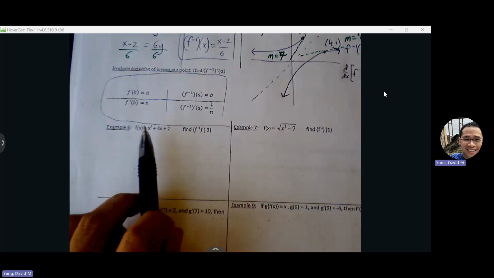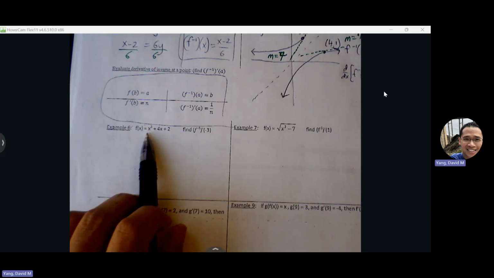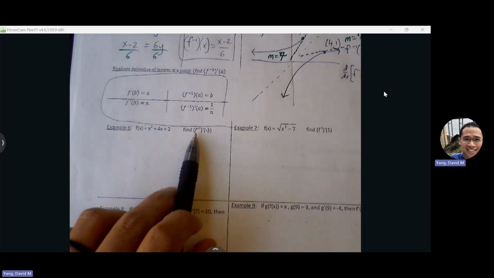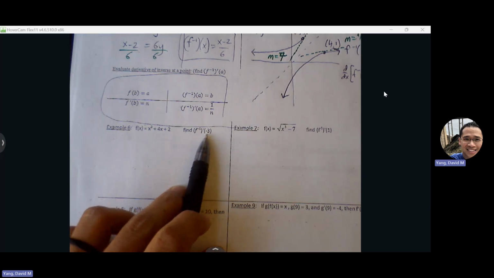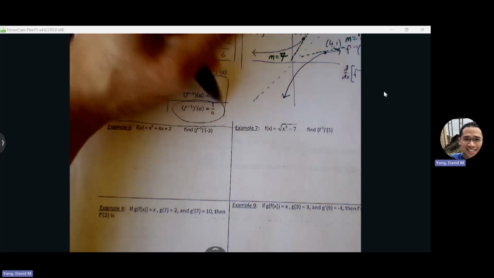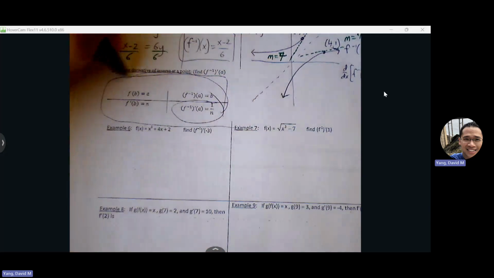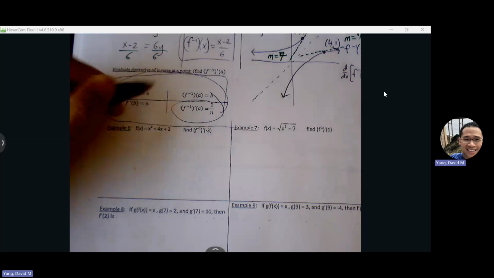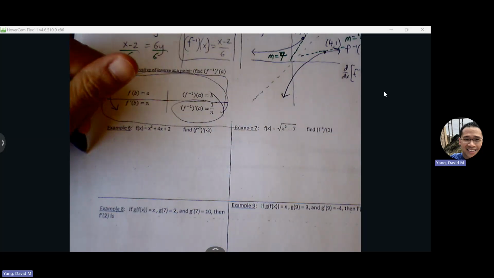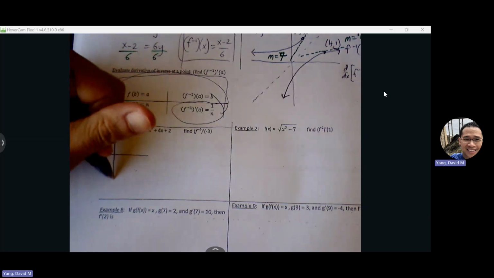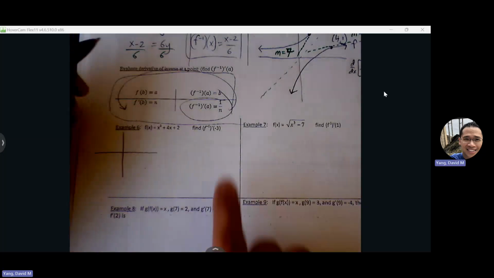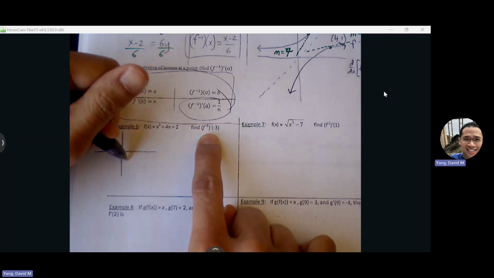Example 6: f of x equals x cubed plus 4x plus 2. Find the derivative of f inverse at -3. So we're always going to be looking for this bottom corner of our table, and we're basically just going to work our way around the chart. By the time we work our way around, we're going to have enough data to get to our answer. This is the way I like to start out. Create your chart and put what you're trying to look for in the bottom corner here.